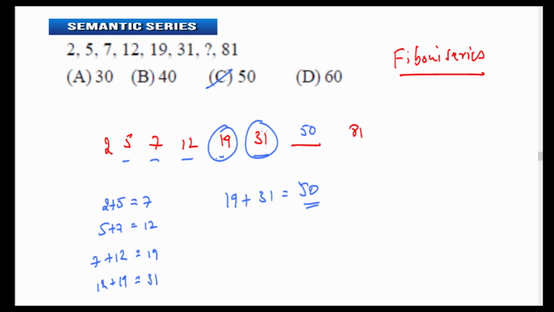If you continue this, again 31 plus 50, you will get 81. So 31 plus 50, you will get the answer as 81. So remember this. This kind of series is called a Fibonacci series, which is very, very important for the exam. See, this is a Fibonacci series by adding the previous two numbers. There will be a Fibonacci series by adding the previous three numbers also.